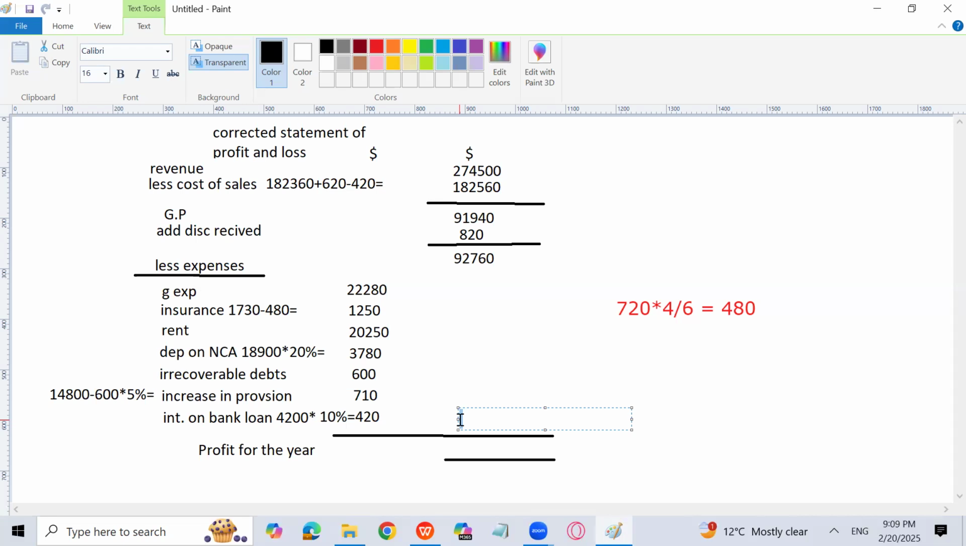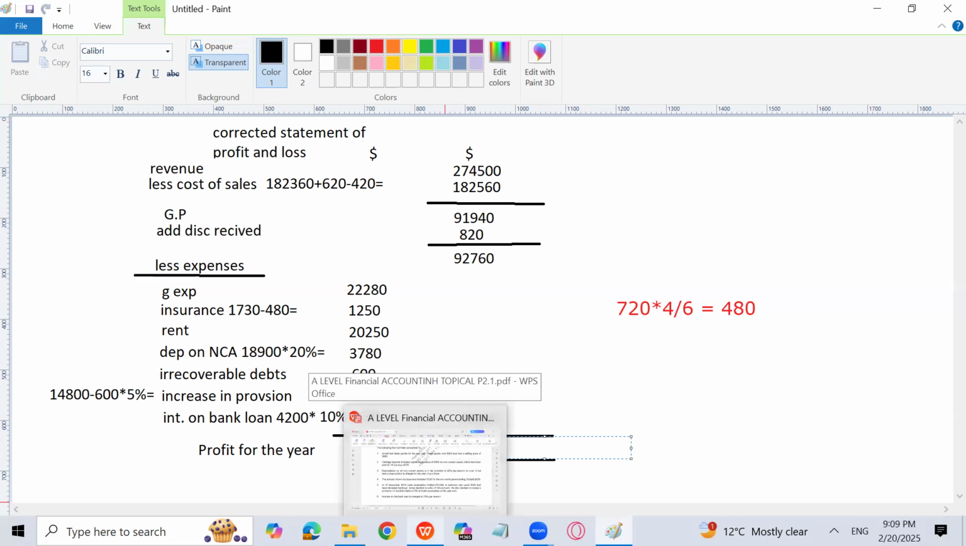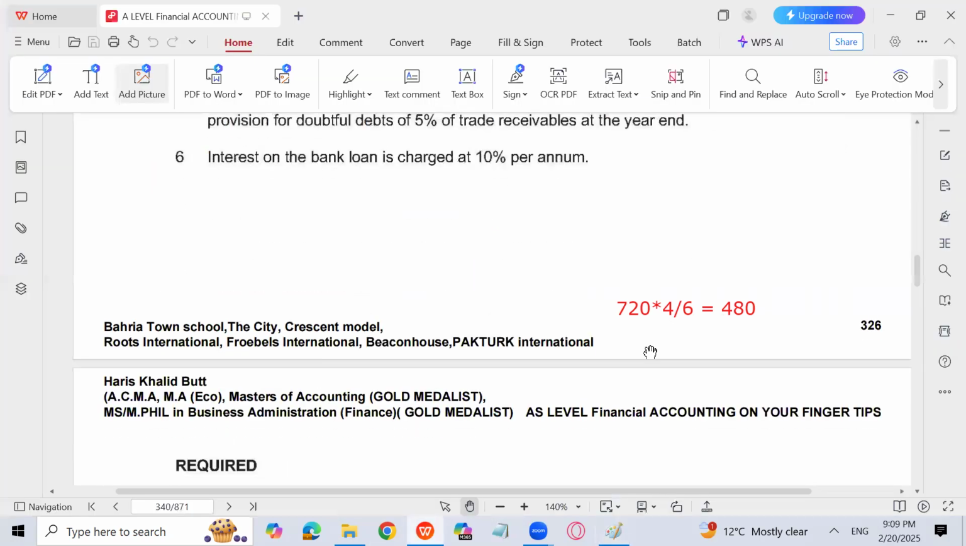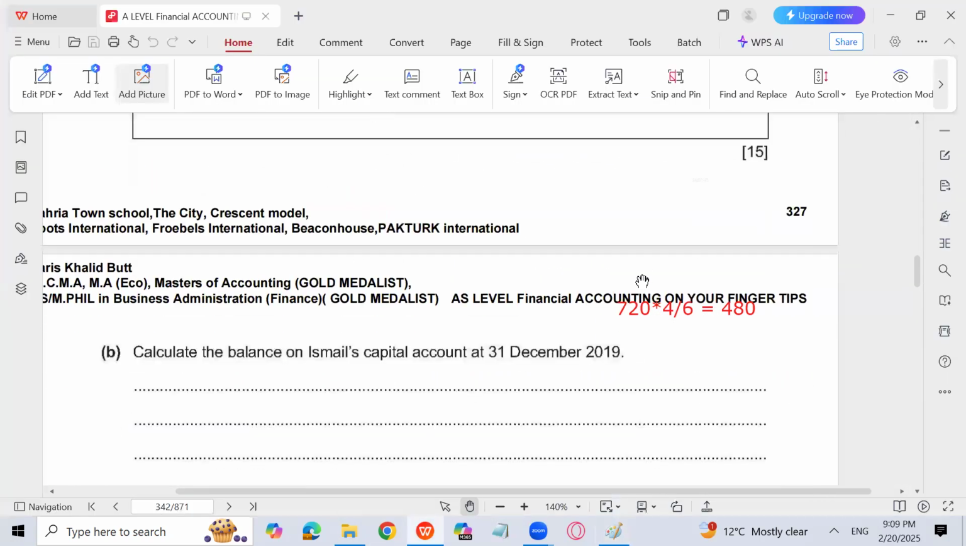So that will come 49290. 49290 is the total of the expenses. And gross profit is 92760 minus 49290. So the profit for the year is 43470. So this is how I have corrected the income statement. I have prepared the corrected income statement and found the correct profit for the year.